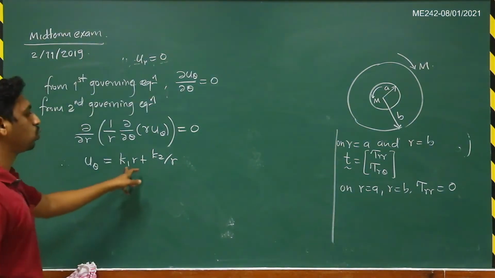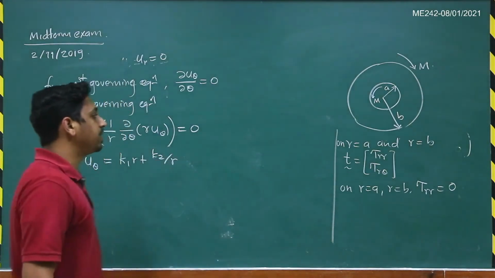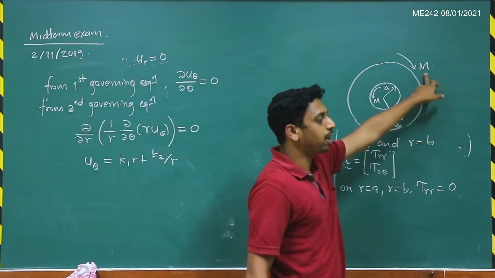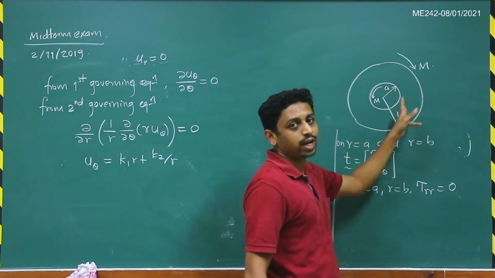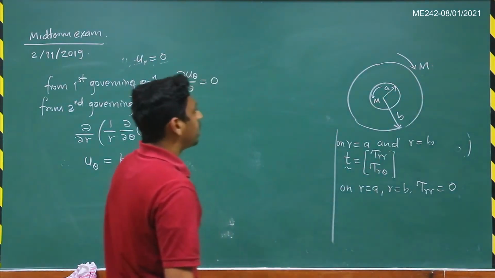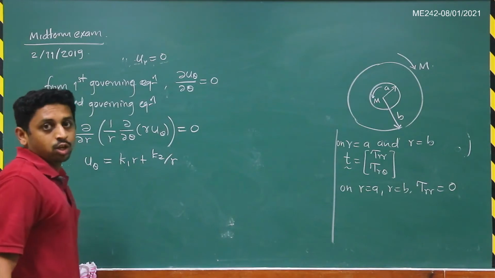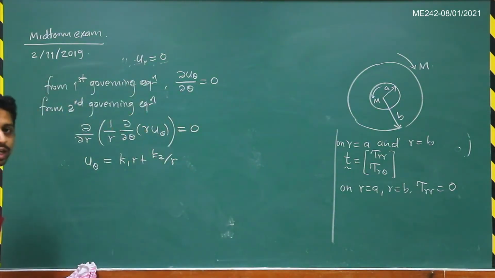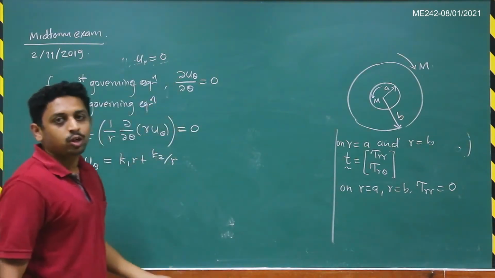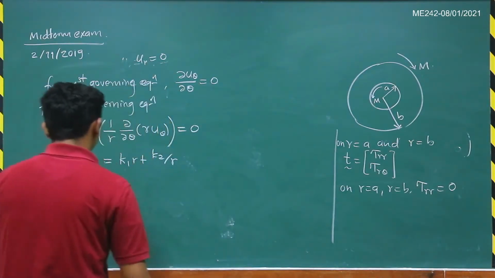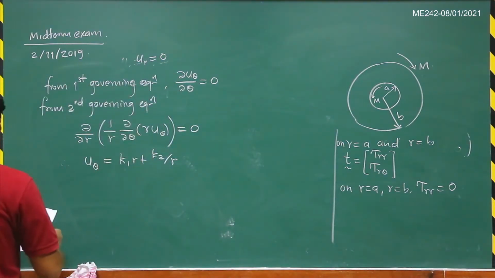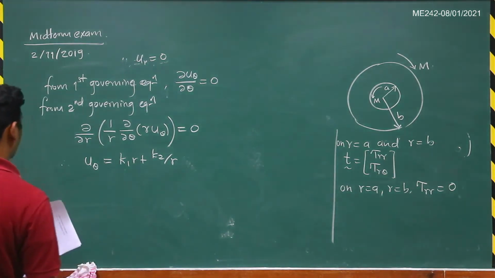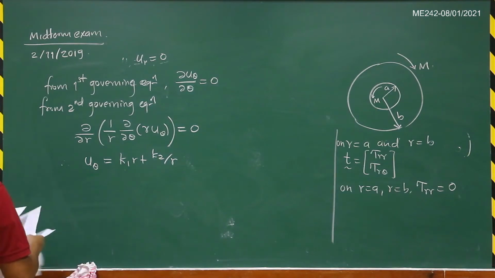For these two constants we need two conditions. One condition will be taken from the moment being applied on the surfaces r equals a and r equals b, and the second condition will be taken from the given statement that the average u_theta on the entire two-dimensional domain is equal to 0. So now we will use these conditions to find the expression for u_theta and the constants k1 and k2.